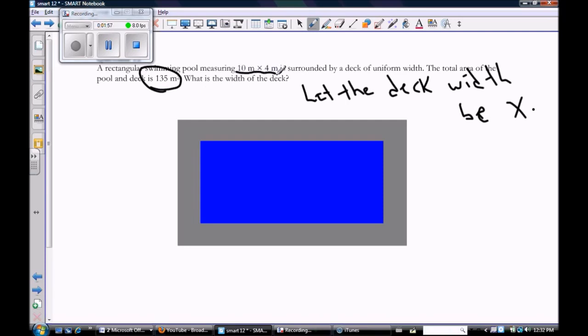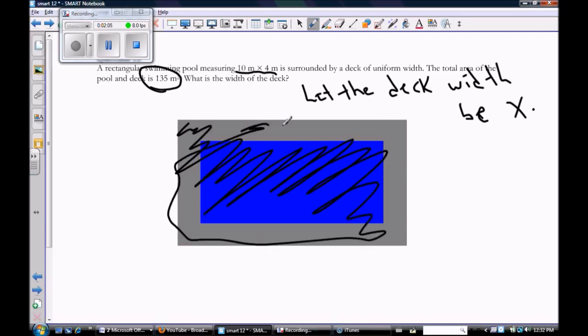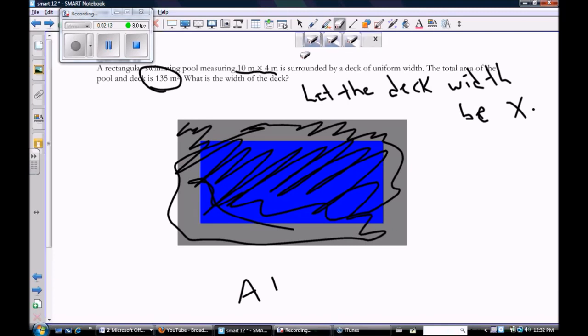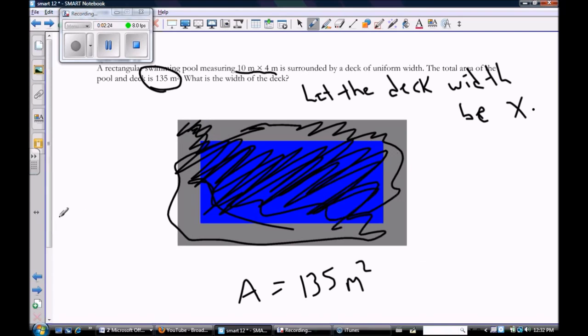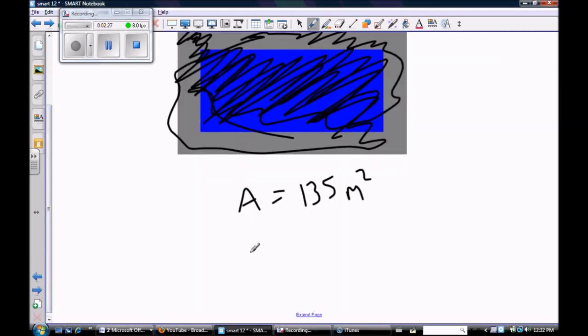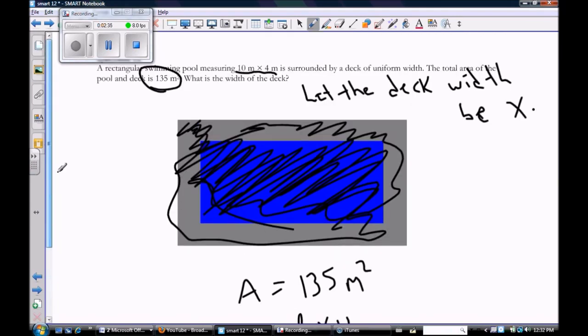Okay. Now, the only information that we have to help us create an equation is the size of the original smaller pool, so the blue, and the fact that the total area, here's the total area. So this rectangle here, which I'm shading in, has an area of 135 square meters. Now, this thing that has an area of 135 square meters is a rectangle. And how do you find the area of a rectangle? So its area is length times width. So if we can figure out what the length and width are, we can set up an equation.